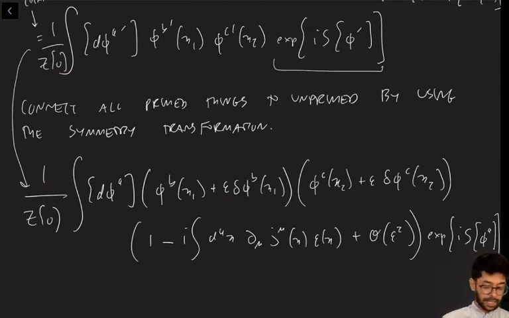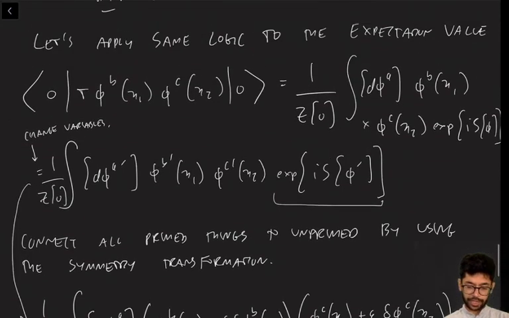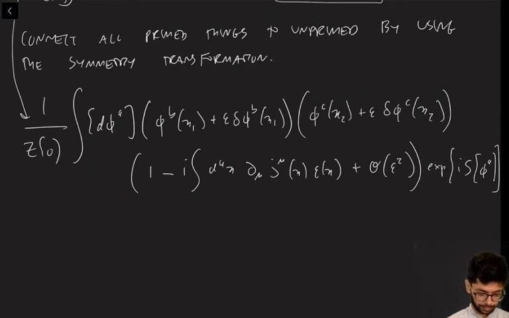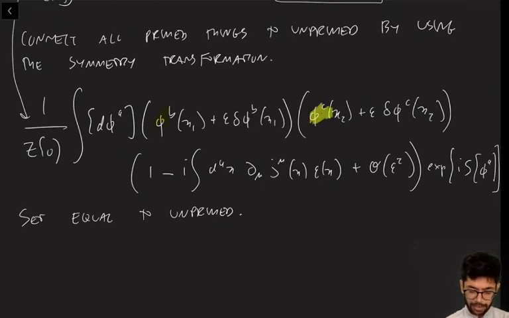Okay. And now, of course, you understand the drill. We set this equal to its unprimed version. Because remember, this whole thing is equal to this, which is the path integral with everything unprimed. So set equal to the unprimed version. And really what is happening is that the things without epsilons will cancel, which means that if this is equal to the unprimed thing, everything multiplying an epsilon must vanish.